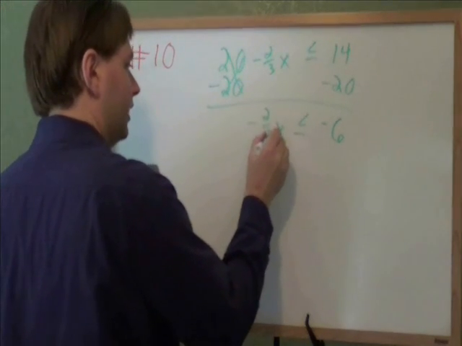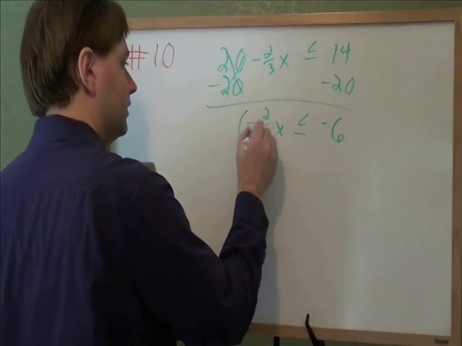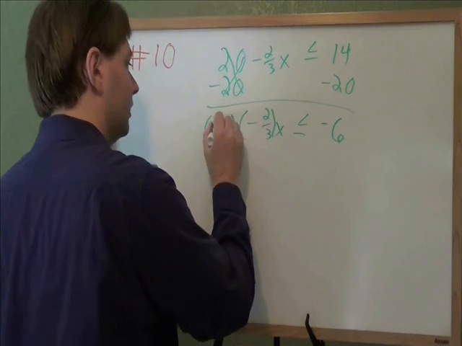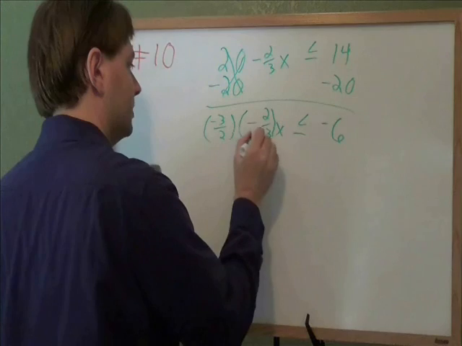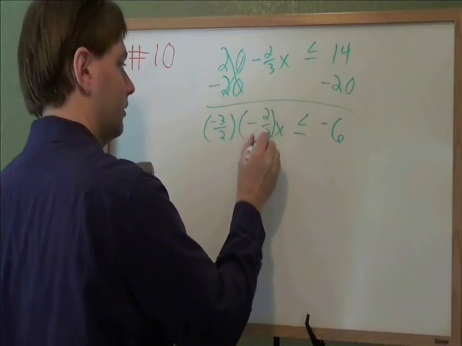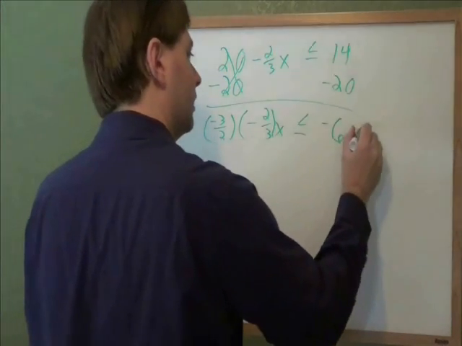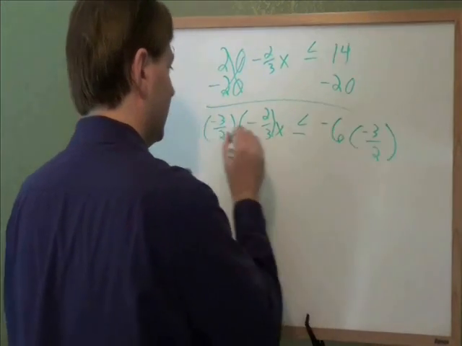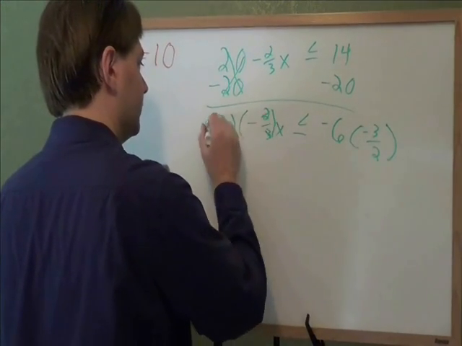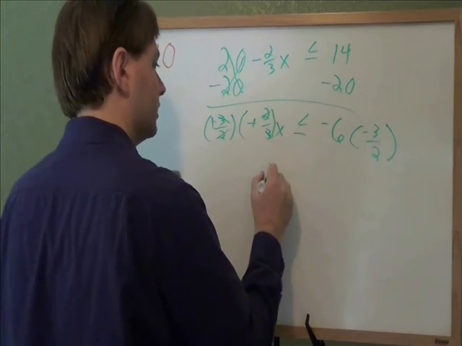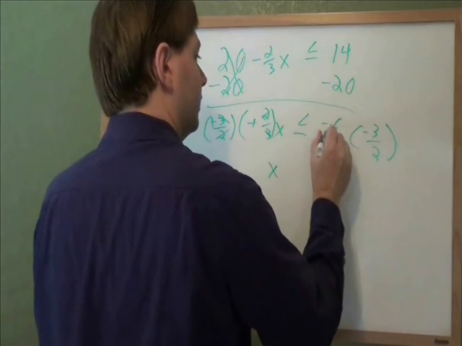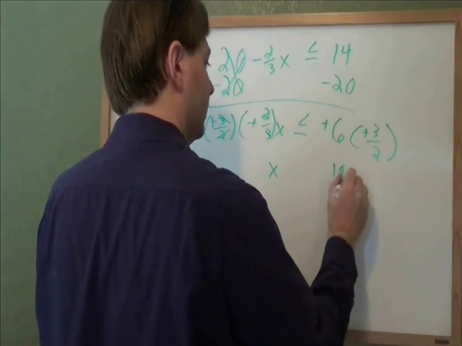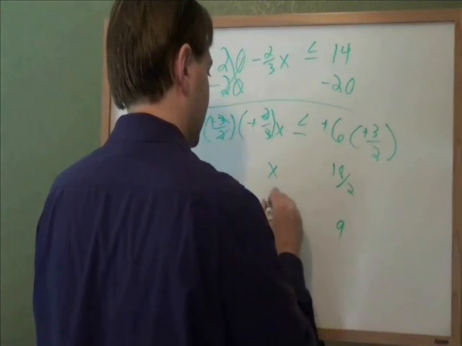And then we have x times a fraction. The easiest way to get rid of times a fraction is to multiply by its reciprocal, which means the fraction flipped upside down. The reciprocal of 2/3 is 3/2. So both sides get a times negative 3/2. The 3's cancel, the 2's cancel, the negatives cancel, and this is just x. Negative 6 times negative 3 is positive 18, and 18 over 2 is 9.